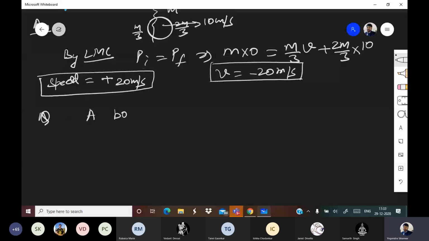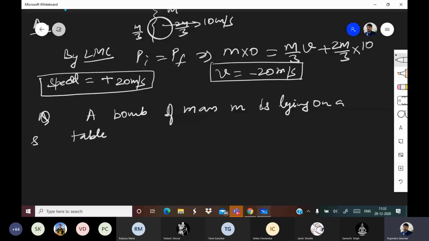A bomb of mass m is lying on a table, smooth you can say. And don't ask me, sir, what happened to the table after the blast. Okay, the table remains there. It is made up of anti-blast material or blast resistant material, whatever. So a bomb of mass m is lying on a smooth table.